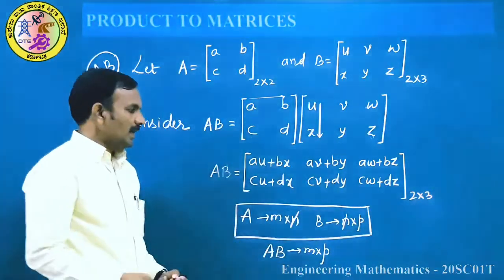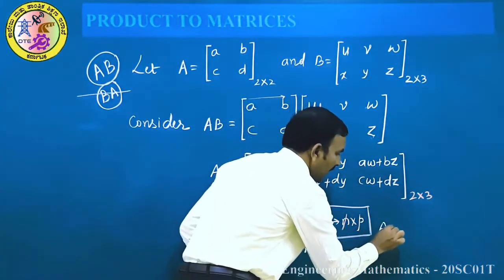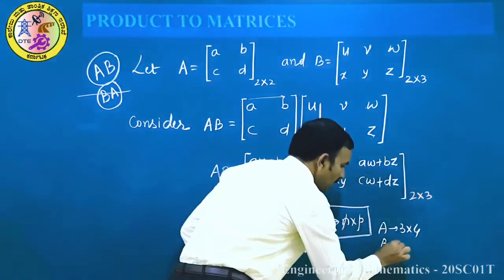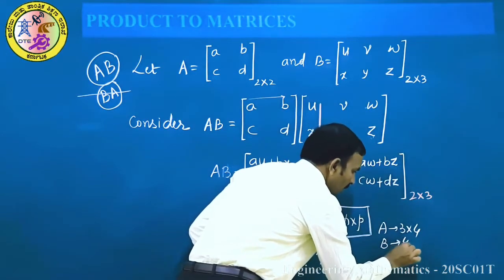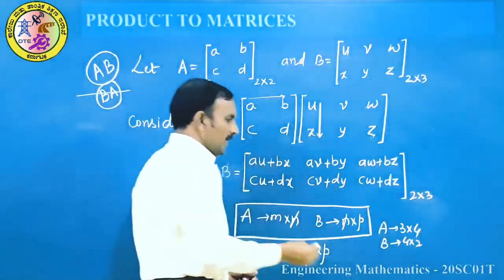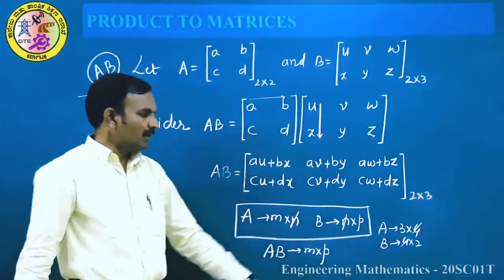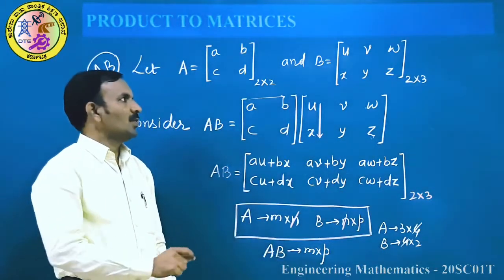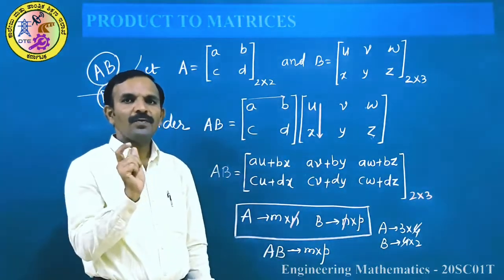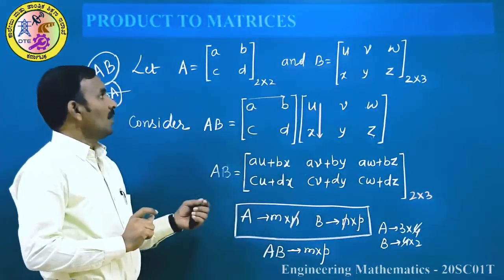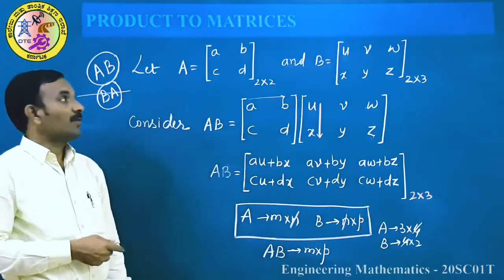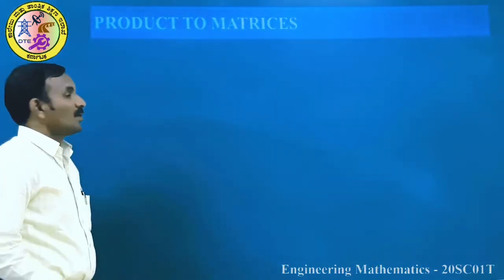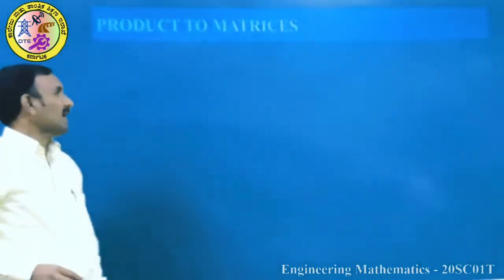Similarly, if you take another example, if A is a matrix of order 3 cross 4 and B is a matrix of order 4 cross 2, then AB is a matrix of order 3 cross 2. This is the method to find the product of two matrices. If you want, you can note it down. We are going for another example by taking numbers. Now let us consider another example to understand the concept of product of matrices.